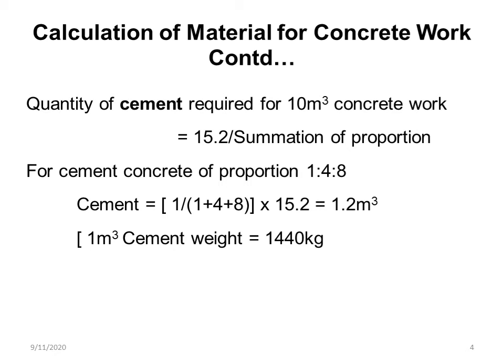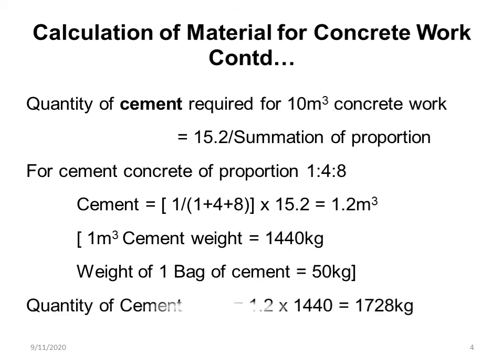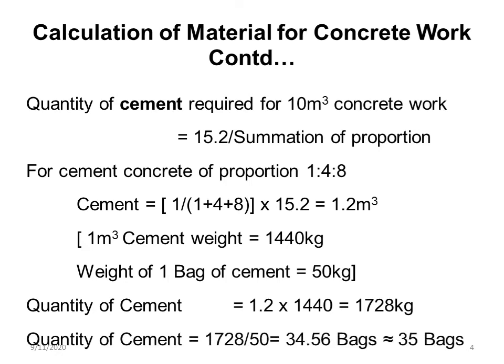1 m3 of cement weighs 1440 kg. So, we can convert 1.2 m3 in terms of kilogram. And also, 1 bag of cement is equal to 50 kg. Therefore, quantity of cement is equal to 1.2 into 1440, which becomes 1728 kg. And in terms of bags, approximately 35 bags are required for making the concrete.